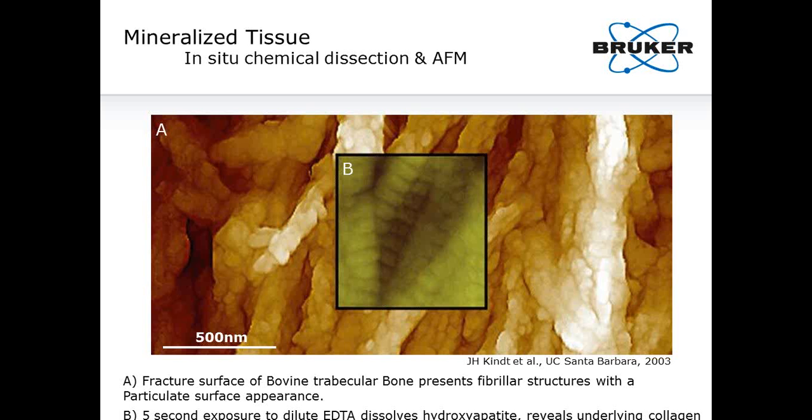This AFM experiment brings the pieces together. First, the fresh fracture surface was imaged, as in the A area. Then the sample was briefly exposed to dilute EDTA, a chelator that selectively removes hydroxyapatite mineral. Now the same location was imaged again, and the removal of the mineral revealed the underlying collagen fibrils, as seen in the inset B. This experiment would not be possible after conductive coating of the untreated bone, and even in the case of ESEM, would be infinitely harder to do with the required treatment of the sample outside the instrument and re-imaging of the exact same location later.